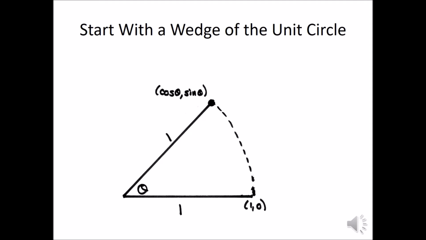The first thing I'm going to do is start with a wedge of the unit circle. Here's my unit circle, so my radius is 1, and this distance over here has to be 1 because it's the same radius. If I'm going out horizontally, this point over here has to be (1, 0). And this point over here on the unit circle, well, the whole point of it being the unit circle for trig, is the point (cosine theta, sine theta).